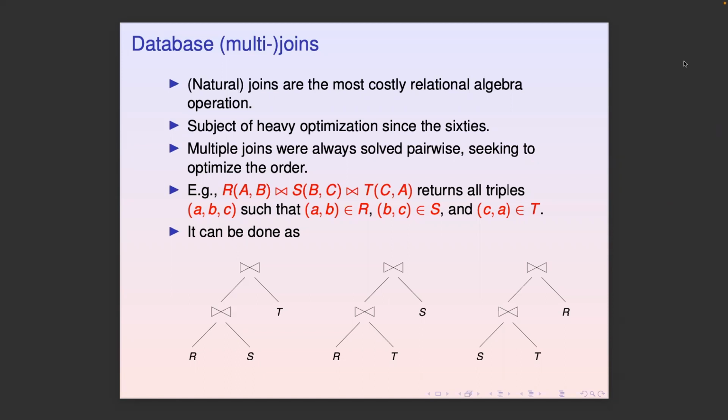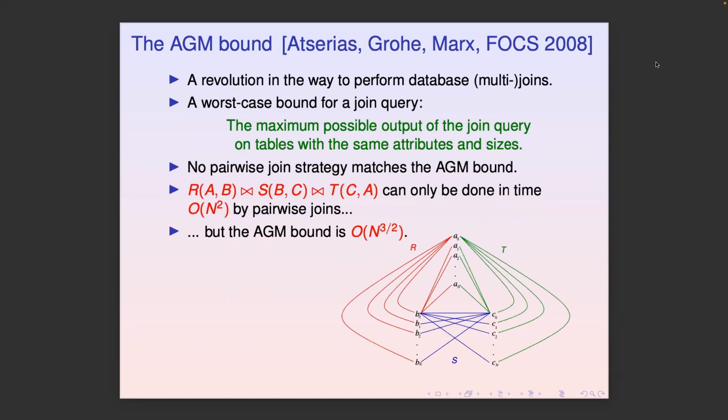All this was shaken at about this time, perhaps a bit earlier, with what was called the AGM bound, after the names of the authors, Atserias, Grohe and Marx. The AGM bound is a worst case bound, the maximum possible size of an output. What kind of output? If you have your query on tables with those attributes and those sizes, but the content of the tables can be chosen adversarially, which is the maximum output size you can have?